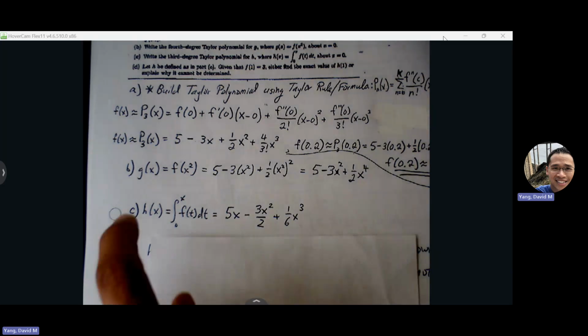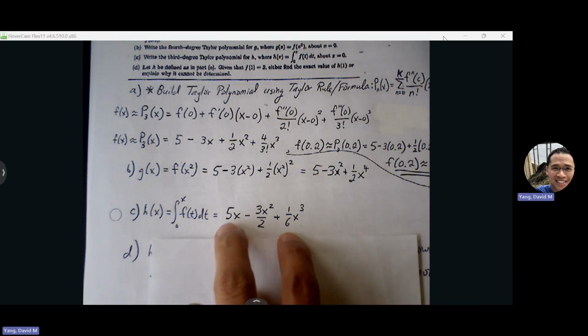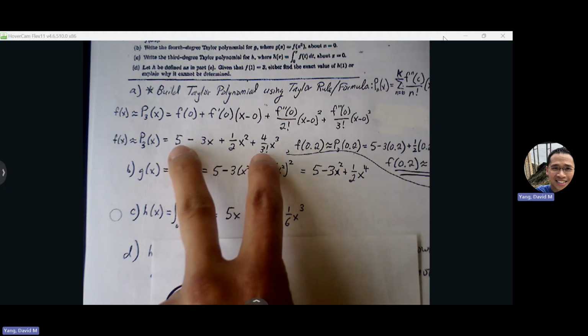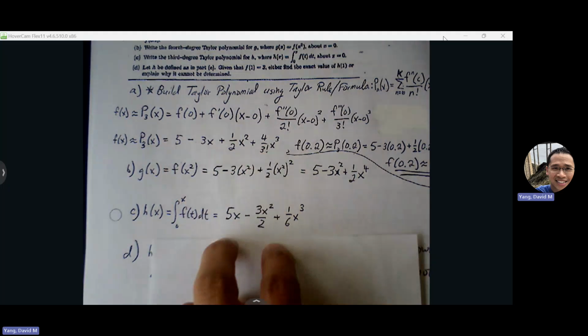Okay, part D, this is what I'm talking about, a little bit more challenging here. Let h be defined as in part C. Given that f of 1 equals 3, either find the exact value of h of 1 or explain why it cannot be determined. So h is the integral of f of t. However, understand that this f of t is only an approximation, right? We only have the third degree polynomial. So if we take the integral of this, it's only an approximation.